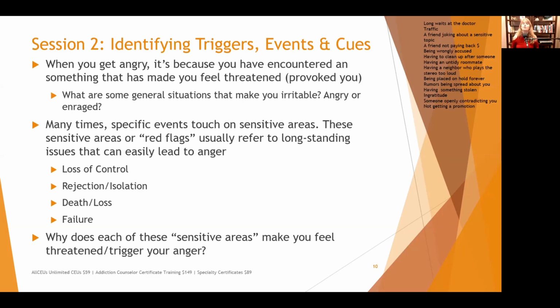Totally makes sense. What, for that person in that situation, are their aggressive behaviors or hostile thoughts saying or doing? How are those behaviors or thoughts protecting them better than anything else? And what other options might they have that we could try to develop? So in session 2, we want to talk about identifying triggers, events, and cues. When people get angry, it's because they've encountered something that has made them feel threatened or provoked in some way, vulnerable, so they're trying to protect themselves.